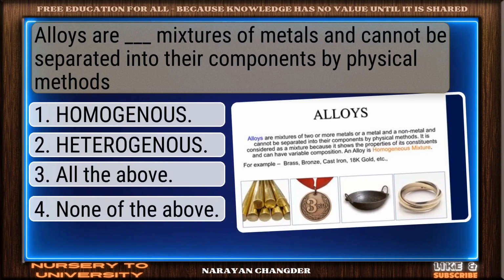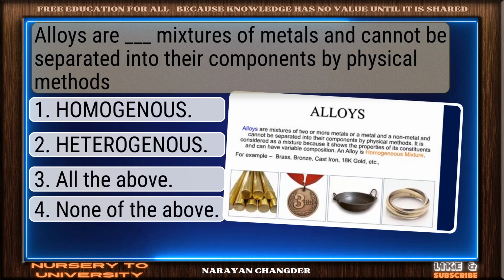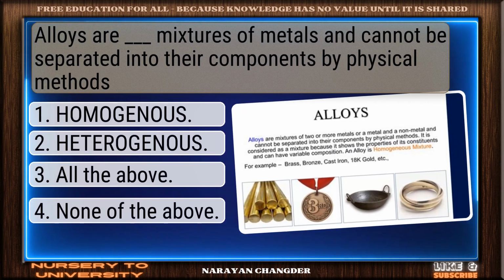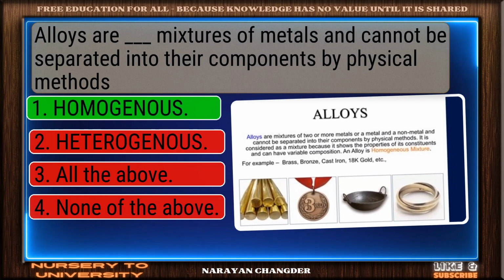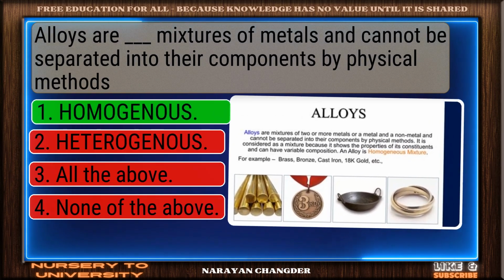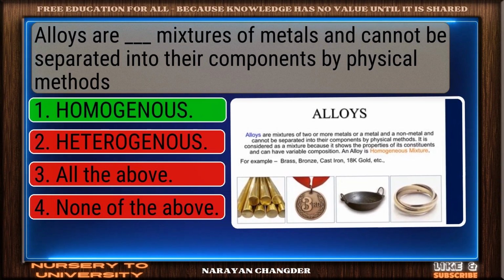Question number 40. Alloys are dash mixtures of metals and cannot be separated into their components by physical methods. Correct response. Homogeneous is the most accurate answer.